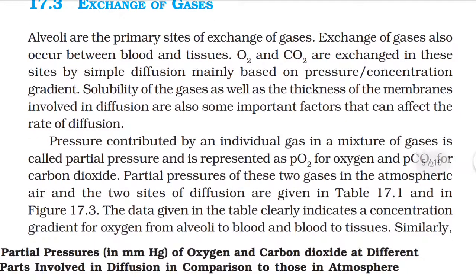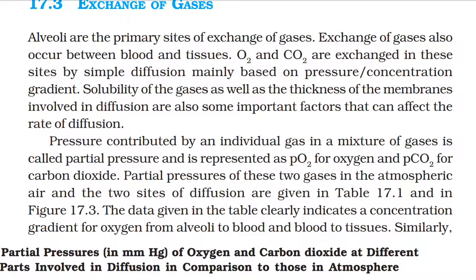In the previous videos, we have seen that we have two types of system. One is the conducting system and another one is the exchange system, or respiratory exchange system. The conducting system starts from the nose to the terminal bronchi, but the exchange system starts from the alveoli to the blood and tissues.